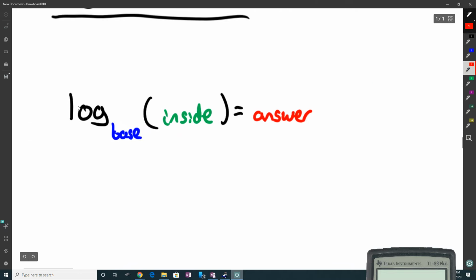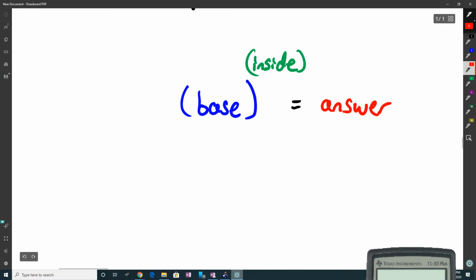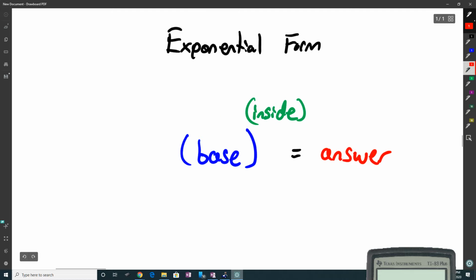For a log, there's literally the word log. We have a subscript, and then we have the inside, which is going to be in parentheses. If it's just one thing, they tend to get lazy and don't put the parentheses. But if you have more than one thing, you need to put parentheses around it. Equals the answer. The other form is base raised to the inside equals the answer. Now remember, for an exponential, the inside is the exponent.